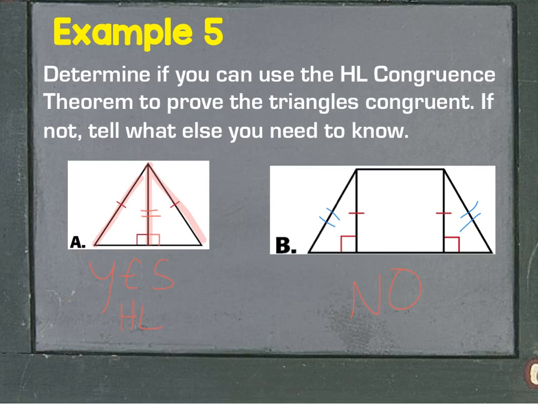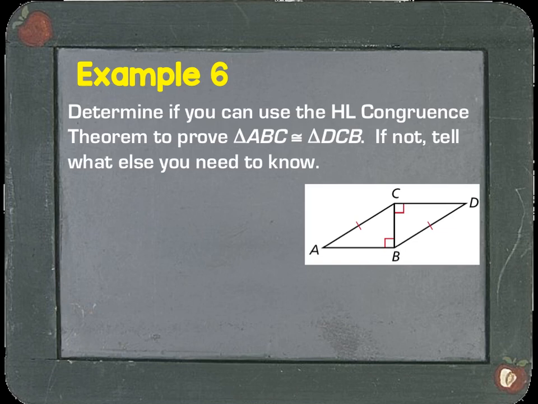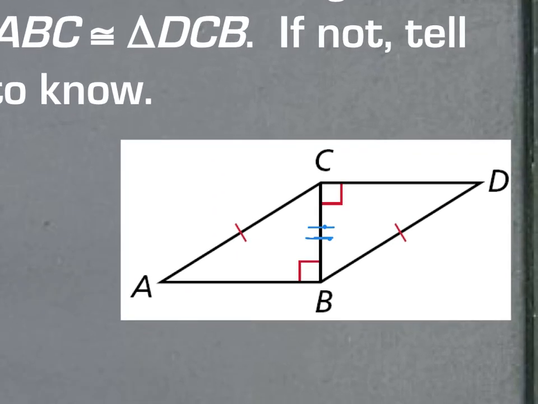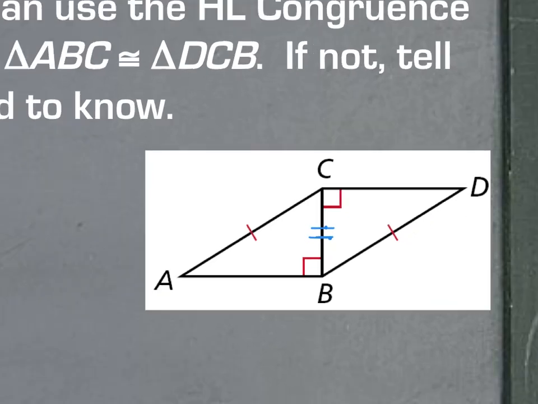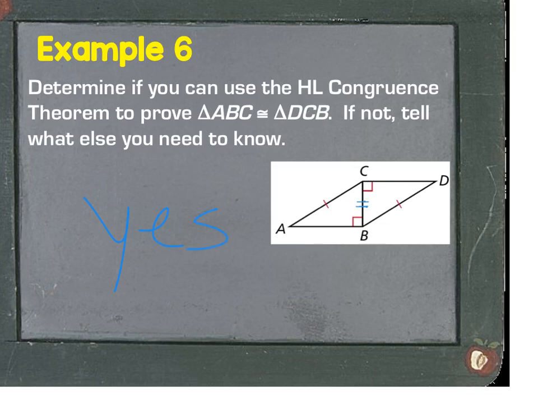Okay, last example. Determine if you can use the HL Congruence Theorem to prove triangle ABC is congruent to triangle DCB. If not, tell what else you need to know. Okay, so their hypotenuses are congruent. They both have 90 degrees, but they also share a line with reflexive properties. So yes, we can use HL. The line in the middle here is the same on both triangles. So they have a pair of congruent hypotenuses and a pair of congruent legs. So yes, we can use the HL Congruence Theorem.